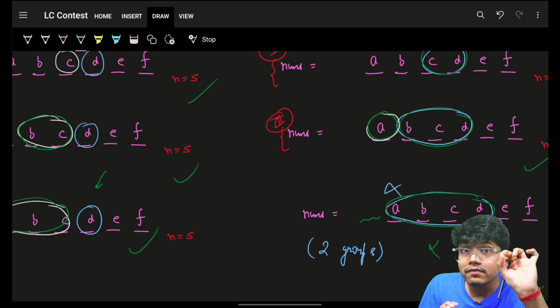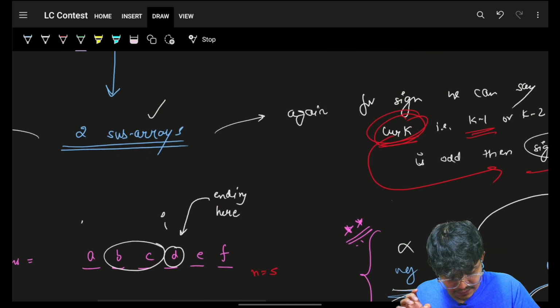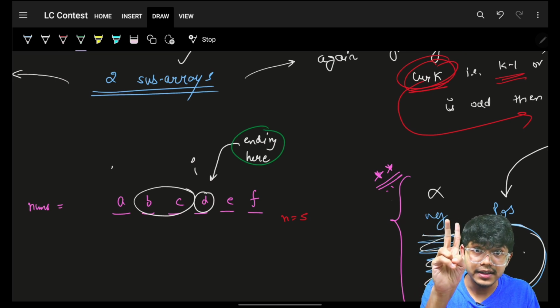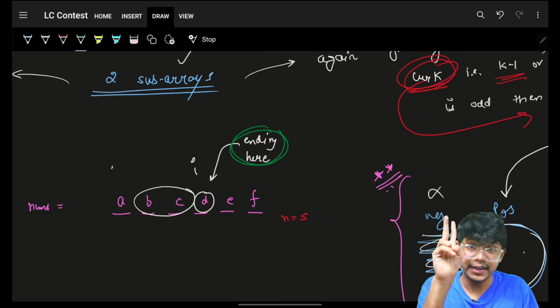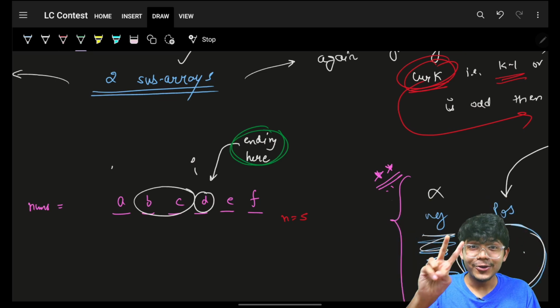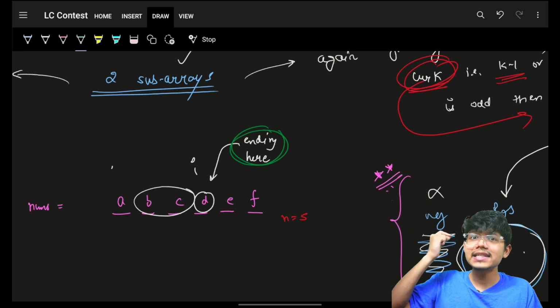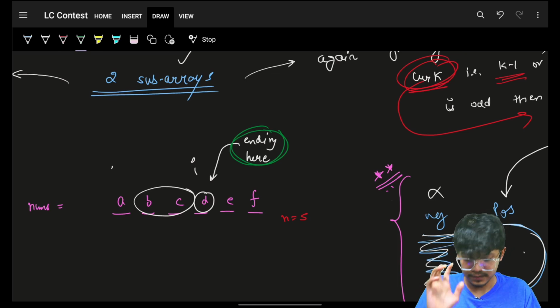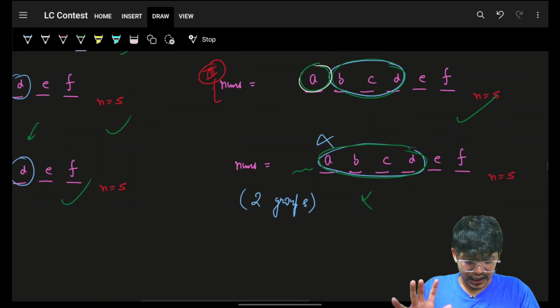Our main aim was ending at this specific index. Ending at this index, I know I need to have two subarrays, and then what's the maximum sum, right? Cool. Now I'll go on again from the very beginning.